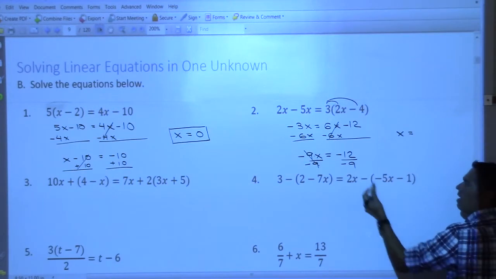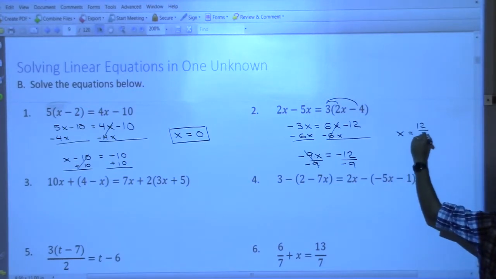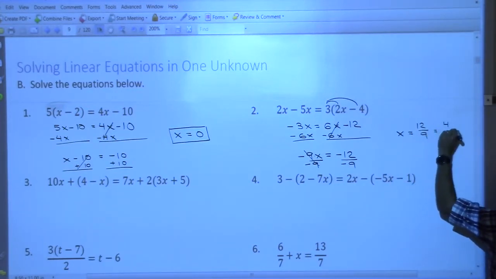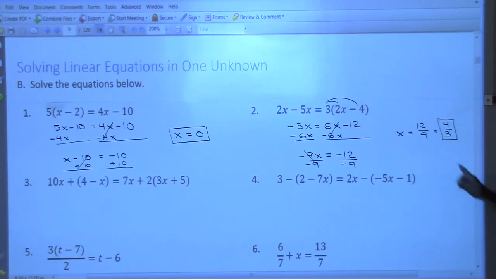On the right side, I have a negative over negative still, which is positive, right? And it's 12 over 9. But that reduces, right? 4/3. X is 4/3. So 3 goes into both of these.